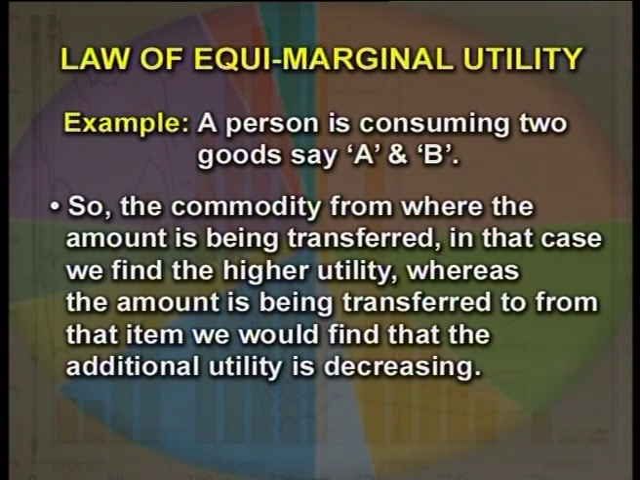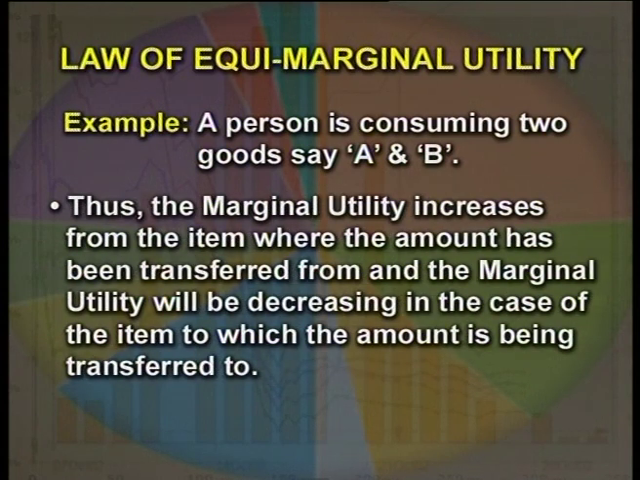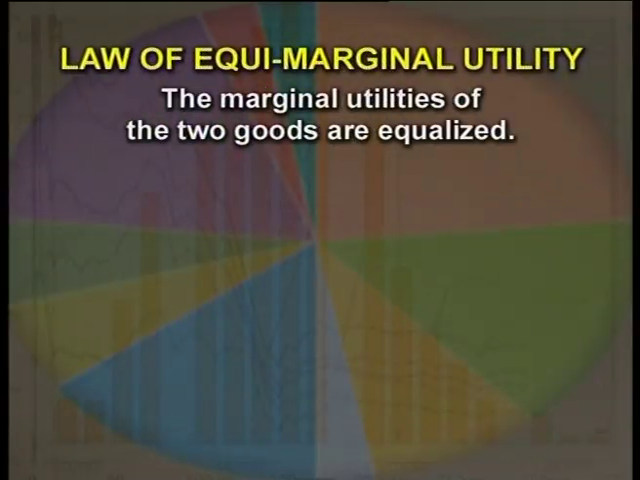And therefore, the commodity from where the amount is being transferred, you'd find will have higher utility, whereas for the item to which the amount is being transferred, you'd find that the additional utility is decreasing. So marginal utility increases in the item from which the amount has been transferred, and marginal utility decreases in the case of the item to which the amount is being transferred. And thereby, at some point of time, you would find that the marginal utilities of the two goods are equalized.